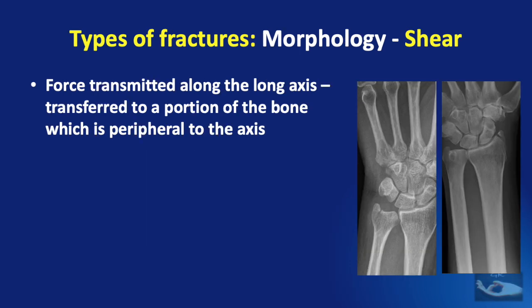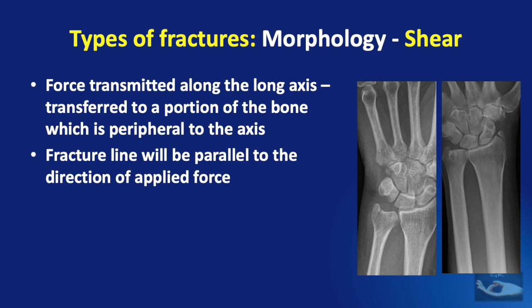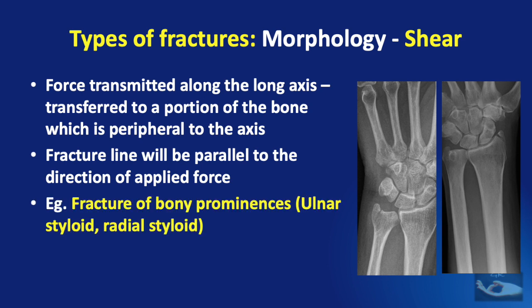When a force is transmitted along the long axis of the bone, it is transferred to a bone which is peripheral to the axis or protruding outside. This shear force will cause a fracture line parallel to the direction of the applied force, as in this example of fracture of the ulnar styloid or radial styloid.